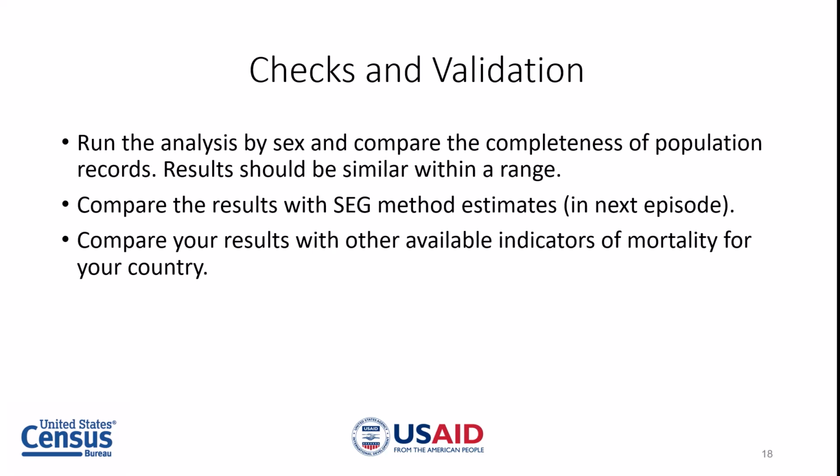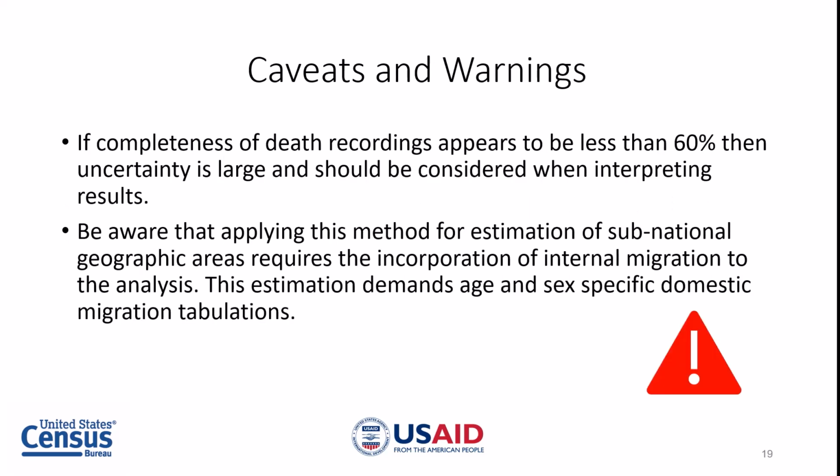You could also look to available indicators of mortality for your country. For example, UNICEF publishes country-level data for maternal mortality online, or the Demographic and Health Survey reports for your country. If completeness of death recordings is less than 60%, then the uncertainty of your indicators is substantial, and you should consider this when writing your report.